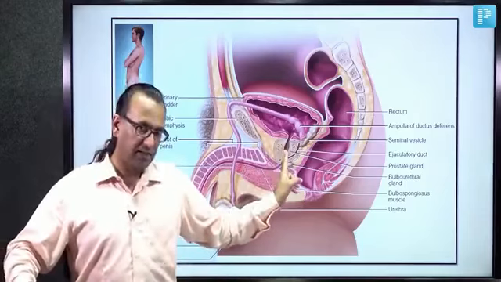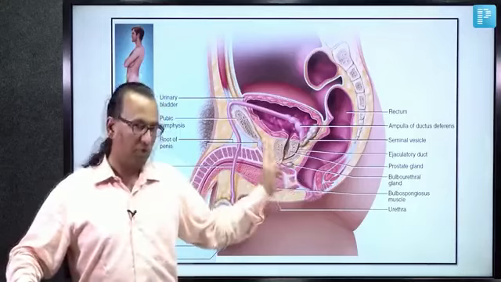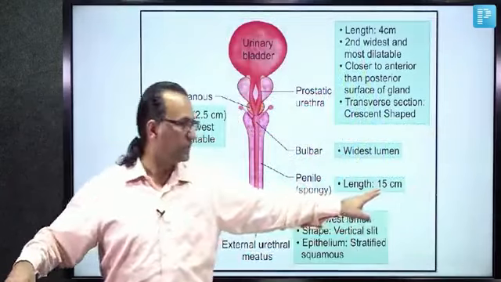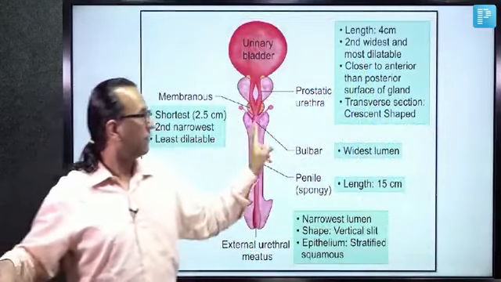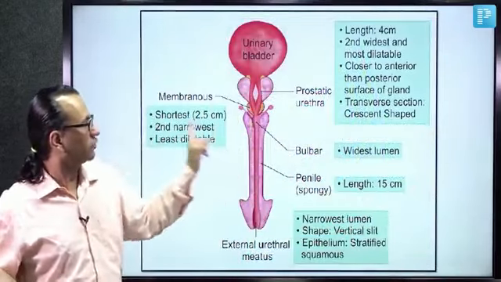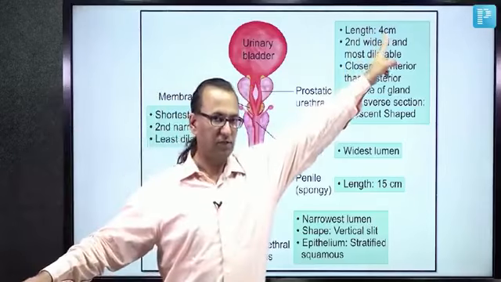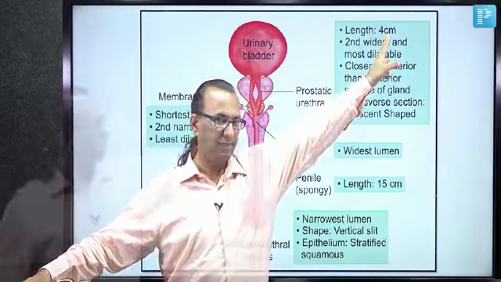Let us look at those details again in the front view of the male urethra. So as we suggested, the length of the male urethra is 15 centimeter if it is penile, and if it is the membranous urethra, then it is 2.5 centimeter. If it is the prostatic urethra, then it is 4 centimeter, total 20 centimeter approximately.